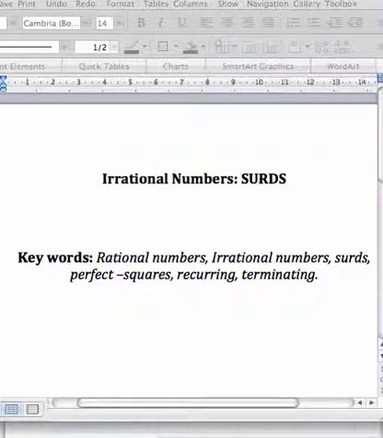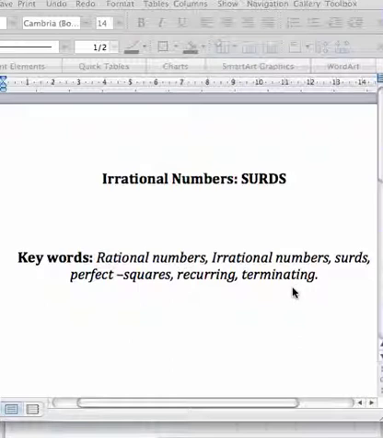Hi, now this session will be on irrational numbers and we'll be focusing on surds. So to understand what surds are, we have to just cover some keywords to get an understanding of what surds are, and then we'll continue on how to simplify surds. Some keywords I want you to write down are rational numbers, irrational numbers, surds, perfect squares, recurring, and terminating.